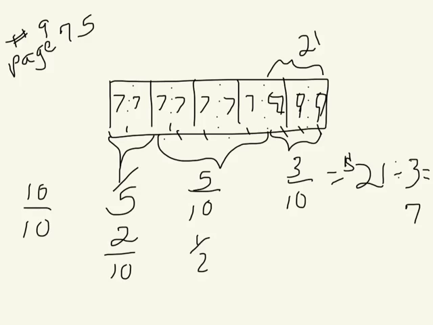So the question is, how much money does Ken have left? Well, I know that he has half of his money left, and half of his money is the same thing as 5 tenths. So if each of these 5 units, 1, 2, 3, 4, 5, is worth $7, that means he has a total of $35 left.